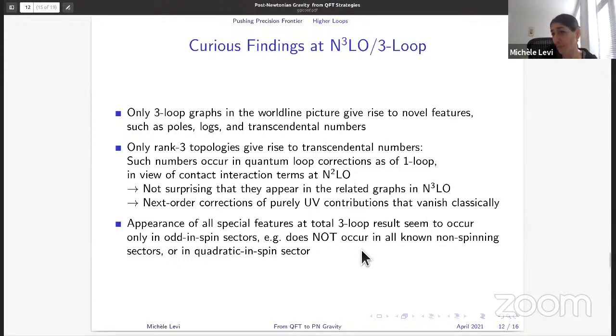Another thing which is still a puzzle is that the appearance of all these special features in the total 3-loop results seems to occur only in odd in spin sectors. As far as all that is known until today, in all known non-spinning sectors or in quadratic in spin sectors, all these special features seem to disappear from the total result. We don't know why, but they disappear, as opposed to the odd in spin sectors where they're still hanging there. So we don't really understand that. We can conjecture and try to understand why, but at the moment it's just something to notice.